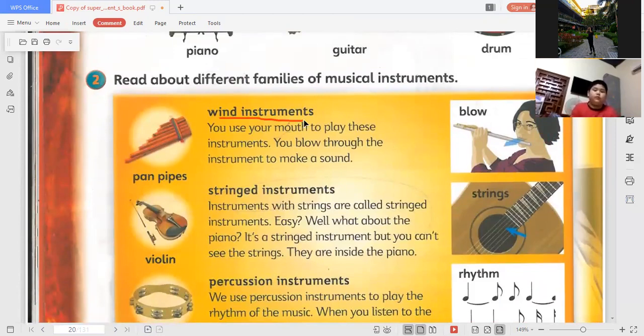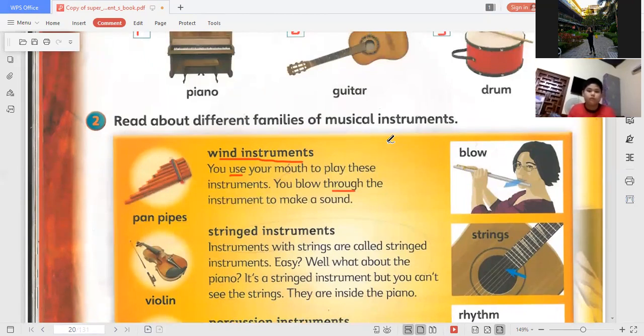What is a wind instrument? You use your mouth to play this instrument. You blow through the instrument to make a sound. That's for wind instruments. Do you understand what a wind instrument is? Yes. So when you say wind instruments, you use your mouth to play this instrument. So you will blow like this one, right? Yes. So that is one example of wind instruments.